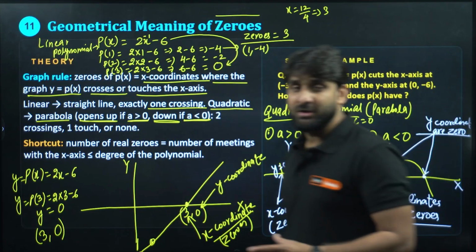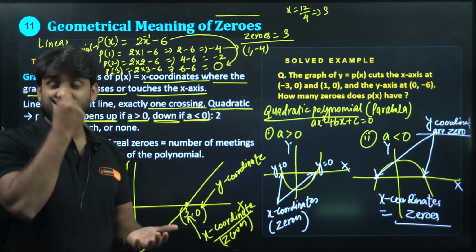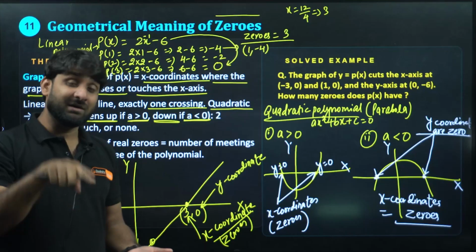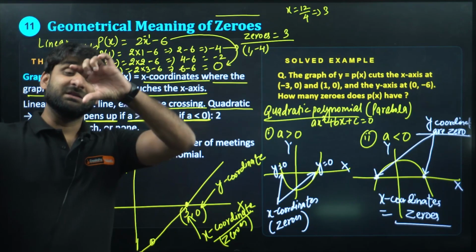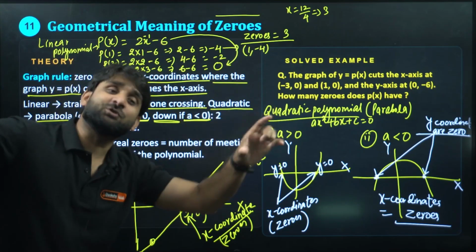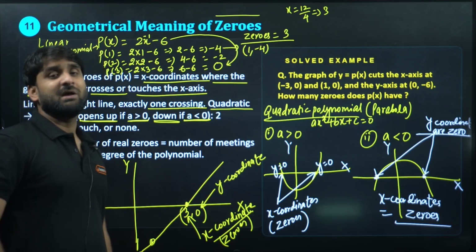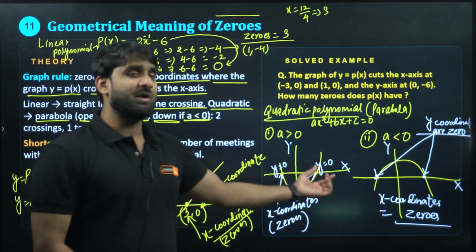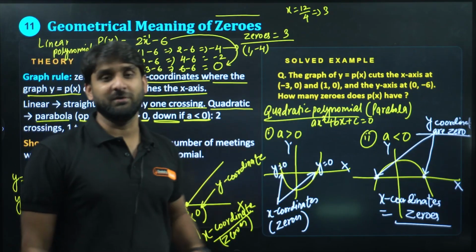So my dear champion, if you draw the graph of any polynomial, whether the polynomial is linear or quadratic, please find out the positions where the y coordinate becomes 0. That x coordinate, where the y coordinate is 0, will be your zero. So you have to find those points where the y coordinate is 0. In a linear polynomial, only 1 point will be there. In a quadratic polynomial, 2 points will be there. In a cubic polynomial, 3 points will be there.